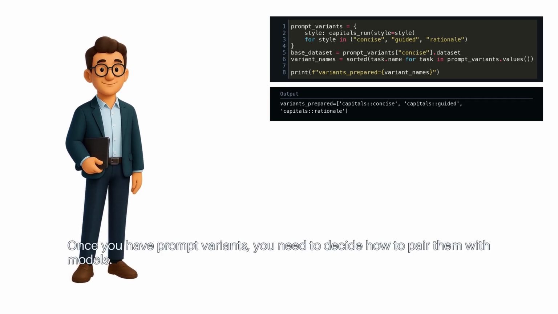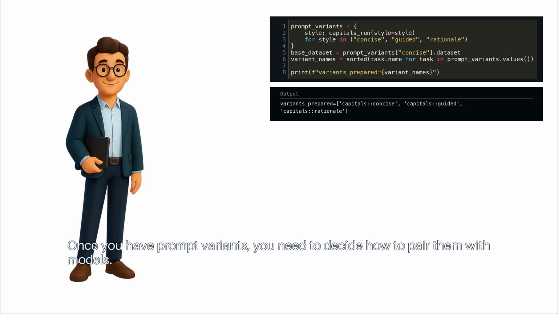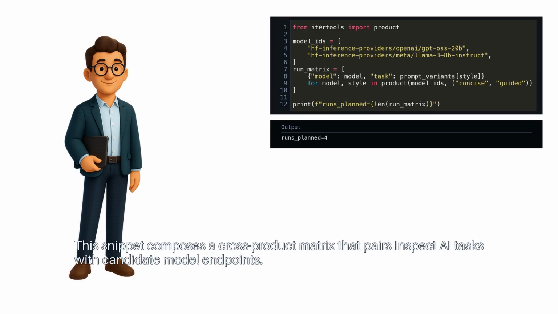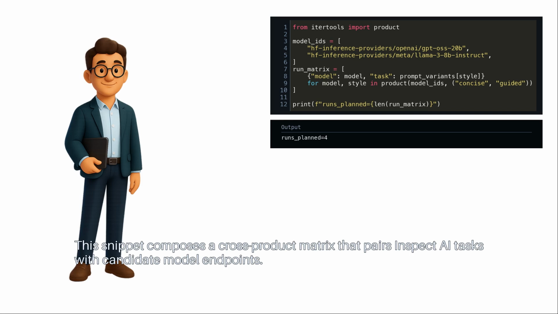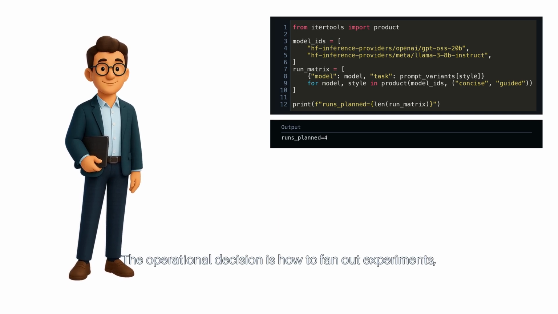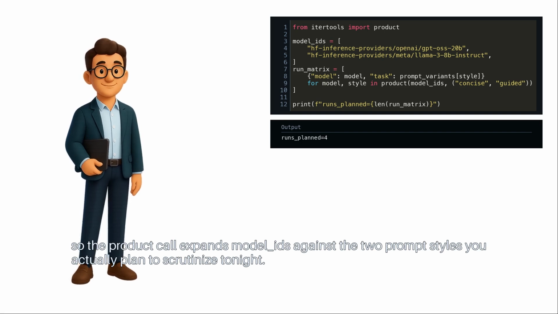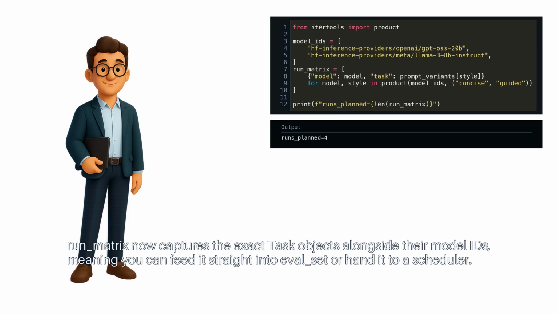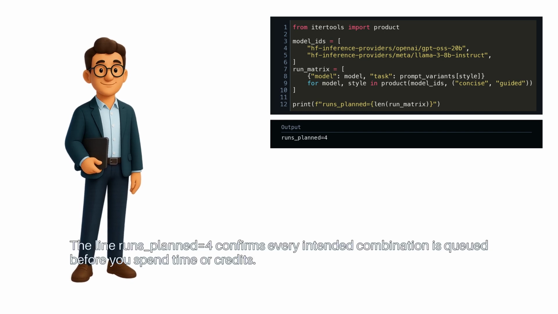Once you have prompt variants, you need to decide how to pair them with models. The next snippet fans those combinations into a run plan. This snippet composes a cross-product matrix that pairs inspect AI tasks with candidate model endpoints. The operational decision is how to fan out experiments, so the product call expands model IDs against the two prompt styles you actually plan to scrutinize tonight. Run matrix now captures the exact task objects alongside their model IDs, meaning you can feed it straight into a eval set or hand it to a scheduler. The line runs planned equals 4 confirms every intended combination is queued before you spend time or credits.